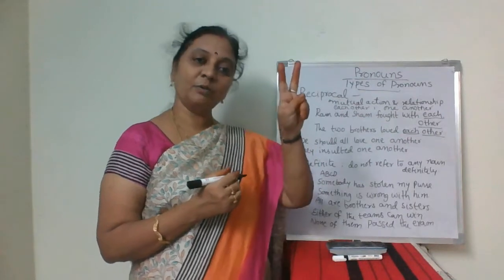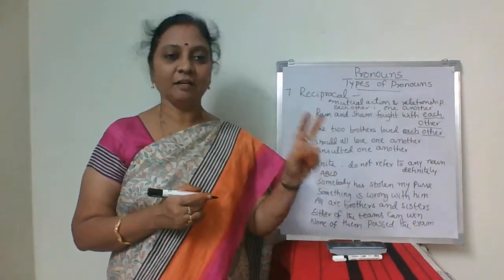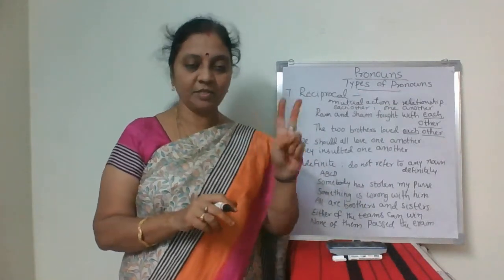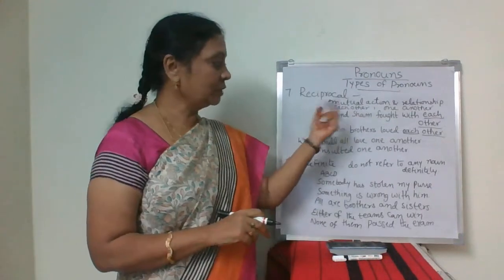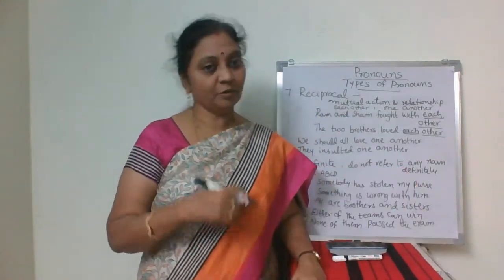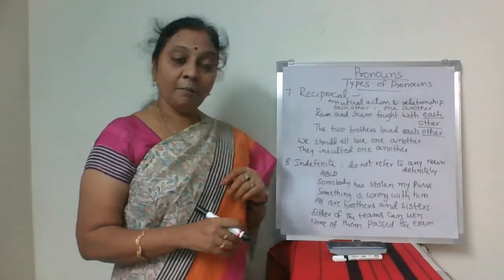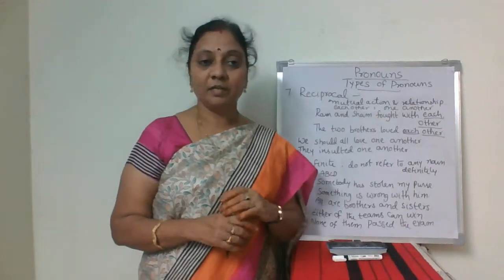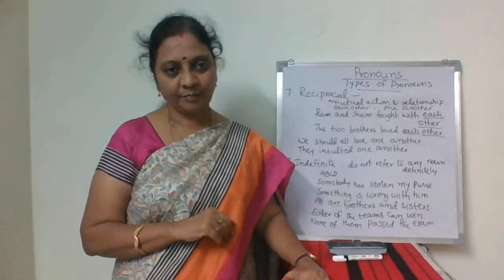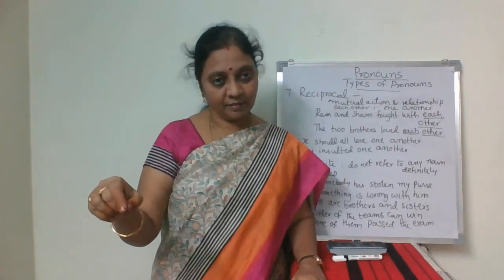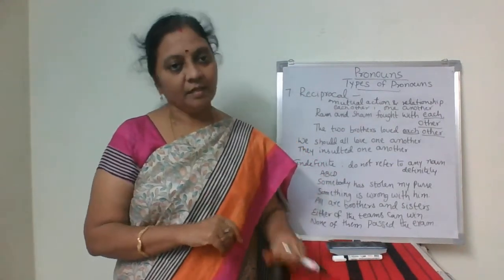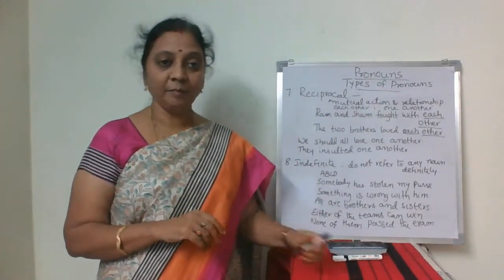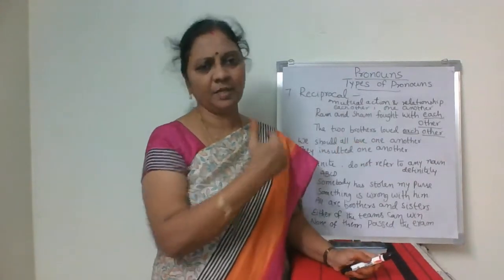For reciprocal, there are only two pronouns: each other and one another. Each other is always between two persons. Each other always represents two. Whereas one another is for many, more than two. Ram and Sham fought with each other. The two brothers loved each other. Ram gave a present, Sham gave a present. Ram and Sham gave presents to each other. Ram and Sham gave each other presents.